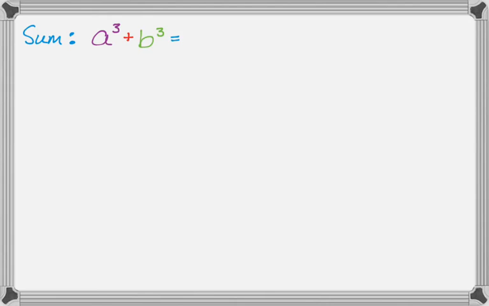So to factor that, it's going to be the quantity a plus b. Close parentheses. Now we have another quantity, which is going to start with a squared. Then it's going to go minus. Now you multiply them together, so it's ab. And then it's going to be plus b squared, and close that. So that's the sum of cubes, so it's always going to factor into a plus b times the quantity a squared minus ab plus b squared.